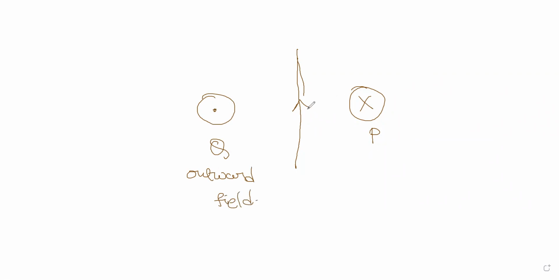And now you hold a thumb like this. You put the thumb like this. And now your right palm will go like this. And it is coming out of the screen. Okay, I hope you understand. It is coming out of the screen now. When it is coming out of the screen, that is outward field. And now for this point, this is inward field.